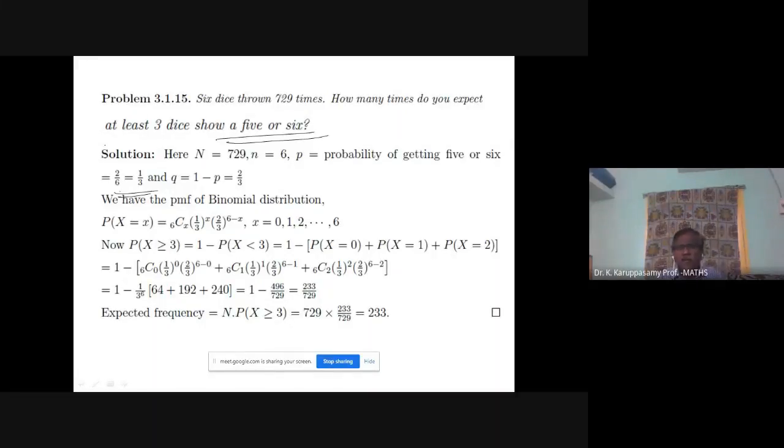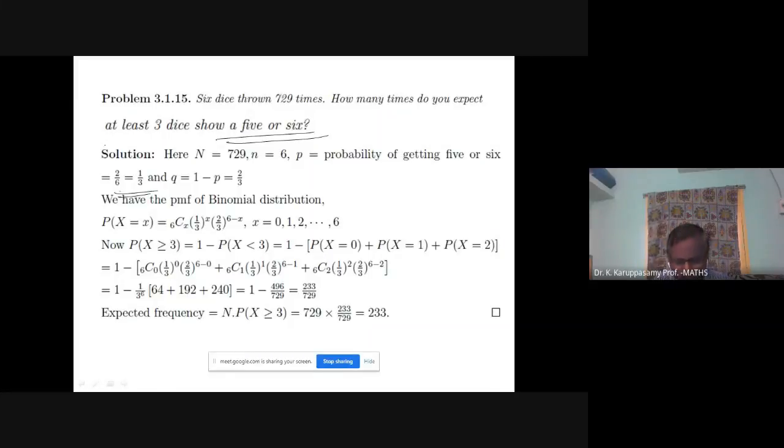Read the problem once again. 6 dice thrown 729 times. Out of 729 times, how many times can we expect at least 3 dice shows 5 or 6? So your X value is 3. Probability of X equal to 3 or above. At least 3 dice shows 5 or 6. You are going to find out the probability for X greater than or equal to 3.